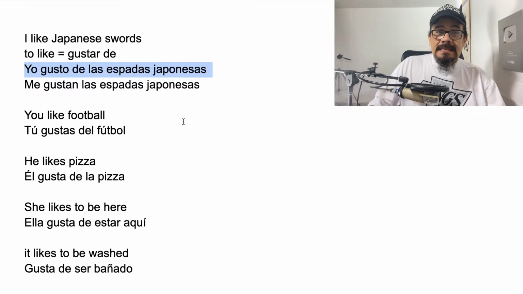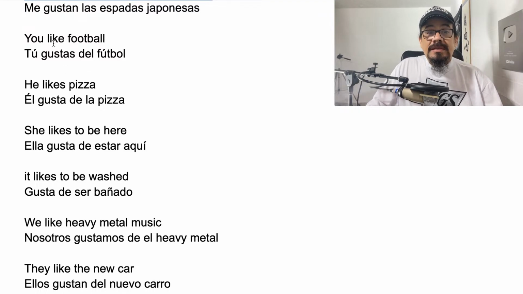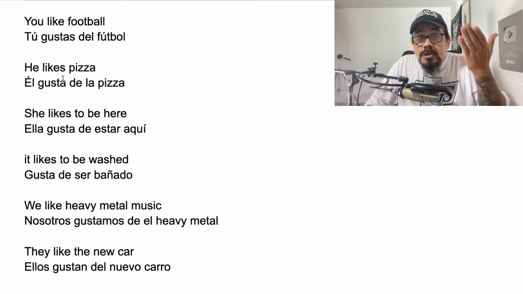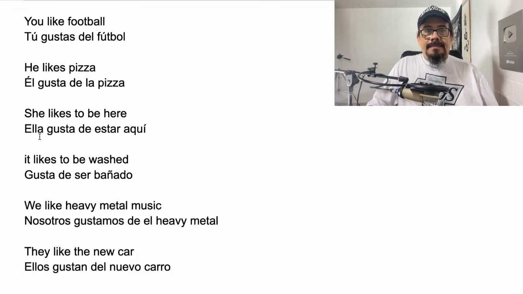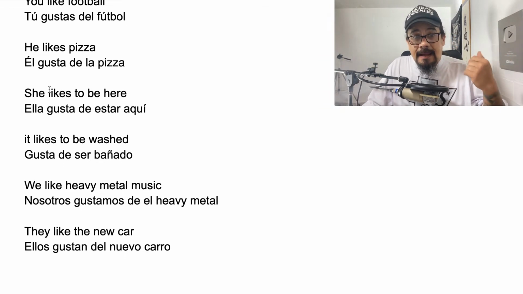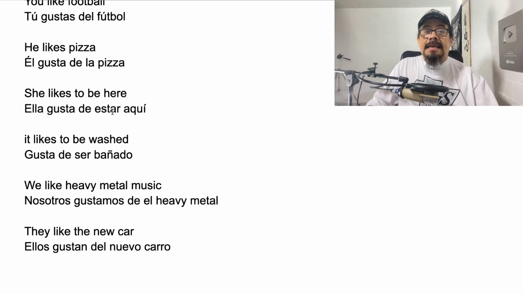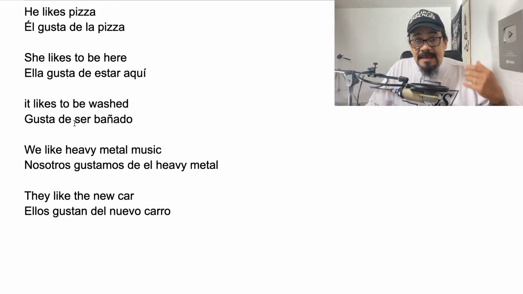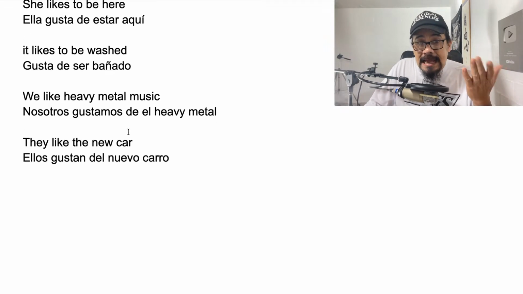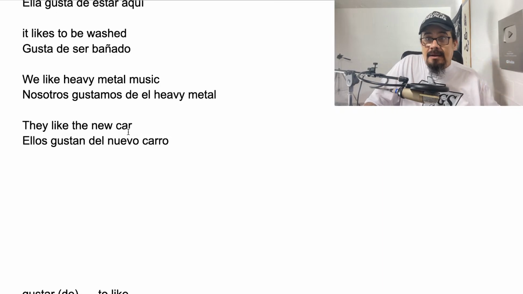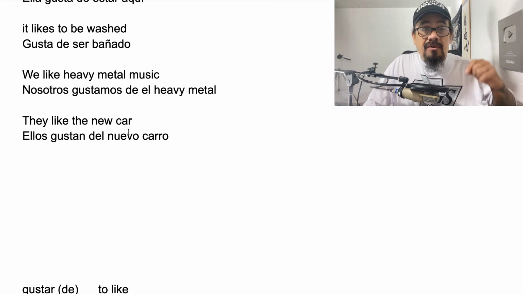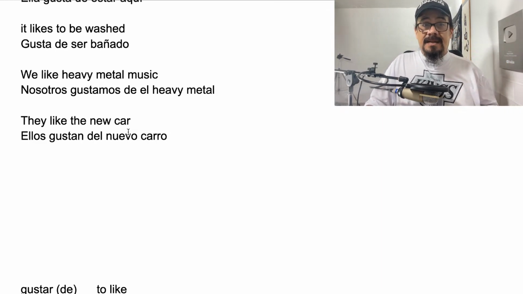Te gusta el fútbol. Le gusta la pizza a él. Le gusta estar aquí. Le gusta ser bañado. Nos gusta el heavy metal. Les gusta el carro nuevo. That's the way we use the verb to like in Spanish.